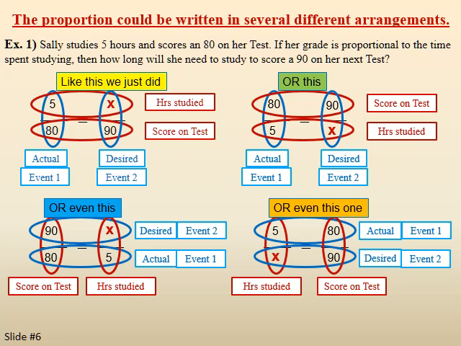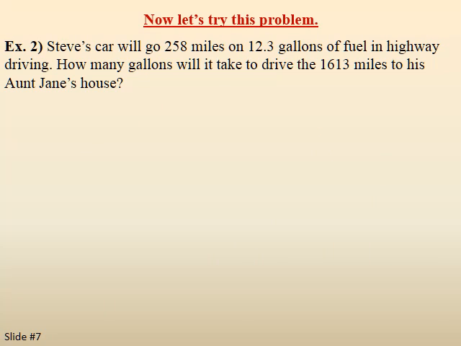Or we could have written it this way, where the first fraction is hours studied, 5 over an unknown quantity, and the second fraction could be score on test, which would be 80 over 90. Again, the numerator is related because it's the actual data, and the denominator is related because it's the desired event too. Okay. My personal setup is always doing the events as a fraction. Now let's try this problem.